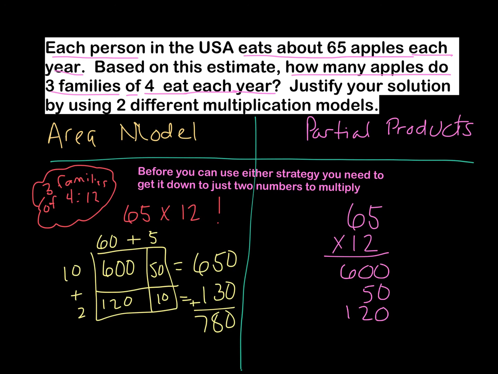And it's really important that you line up your numbers in the correct place value. And then that 2 times 5 is 10. Now you should be noticing that those are the same numbers that are in the box in the other model. So when you add them up, you should get 780. Again, it doesn't matter which order you multiply in the partial products, as long as you use each number on the bottom with each number on the top. So you should come out with 4 partial products.